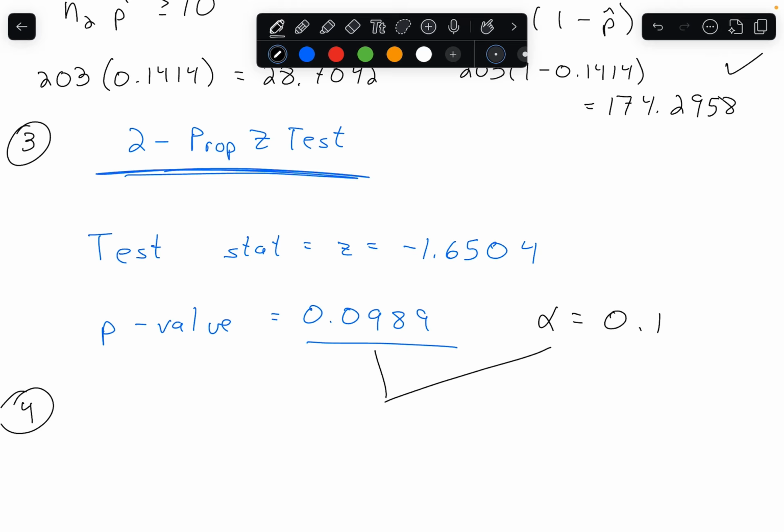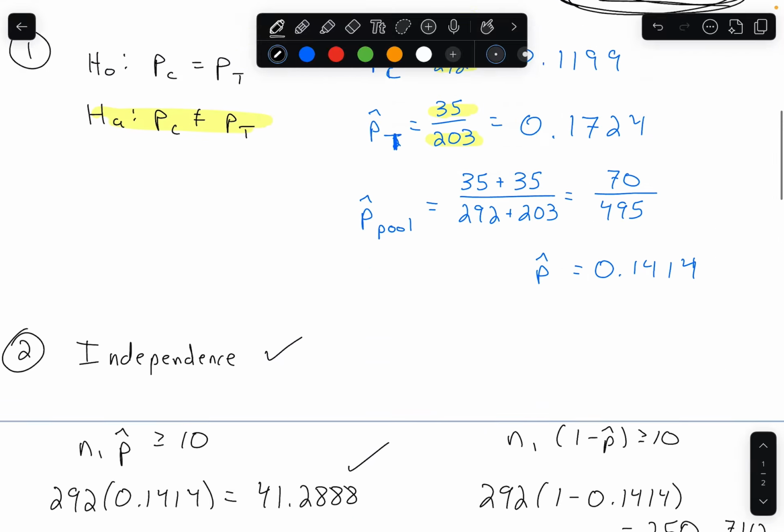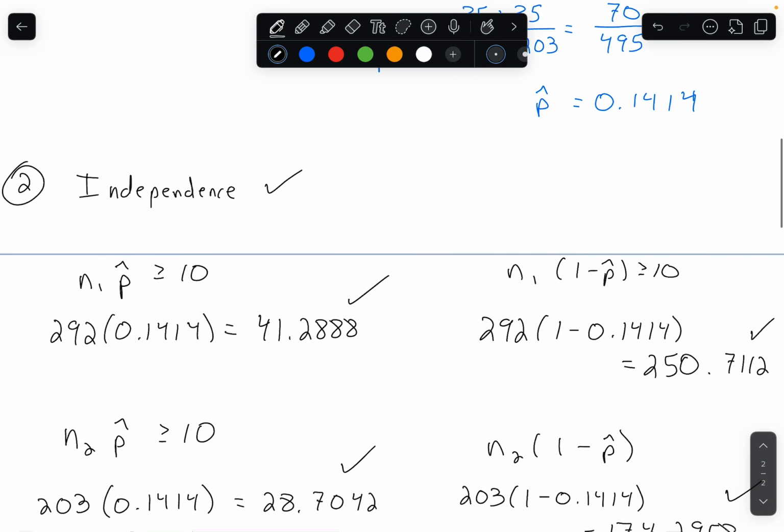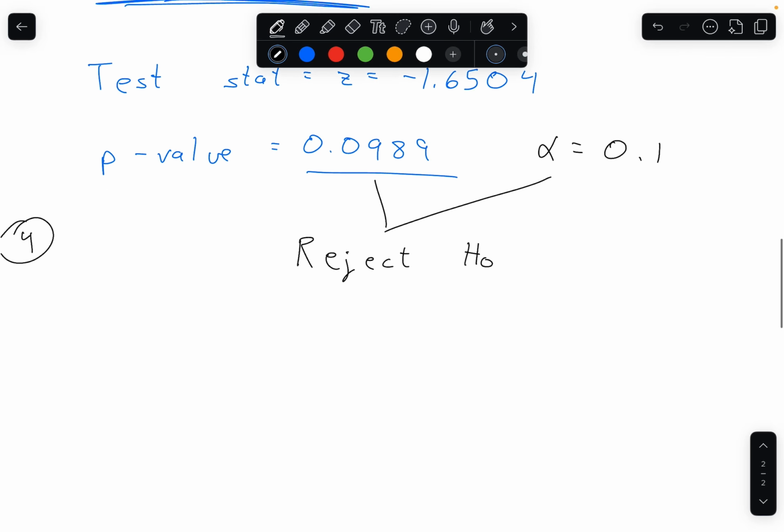Because the p-value is less than alpha, that means that in this case we are going to reject H naught. So we have chosen to reject H naught, which means that there is enough evidence to support the alternative hypothesis, which if I scroll back up, we said that there is a difference between the proportion of truck drivers and non-transportation workers who get less than 6 hours of sleep. So we're going to try and summarize that as best we can.